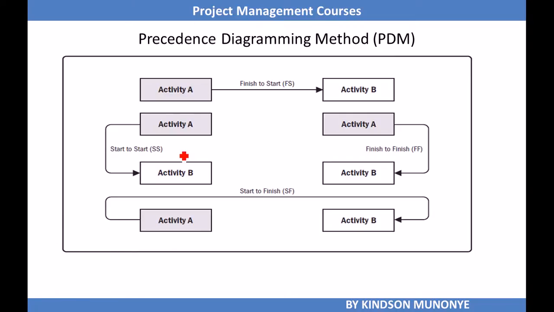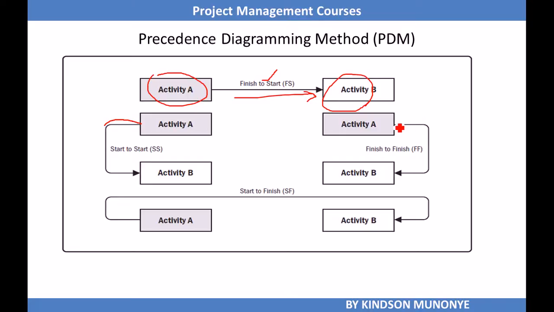So the first one is finish to start, which is this one. We have the arrow, because this is activity on node. We have activity A on this node and activity B on this node, and we have an arrow pointing from activity A to activity B, and that shows a finish to start relationship, meaning activity A has to finish before B starts. Then we have an arrow pointing from the start of activity A to the start of activity B, which is naturally start to start.